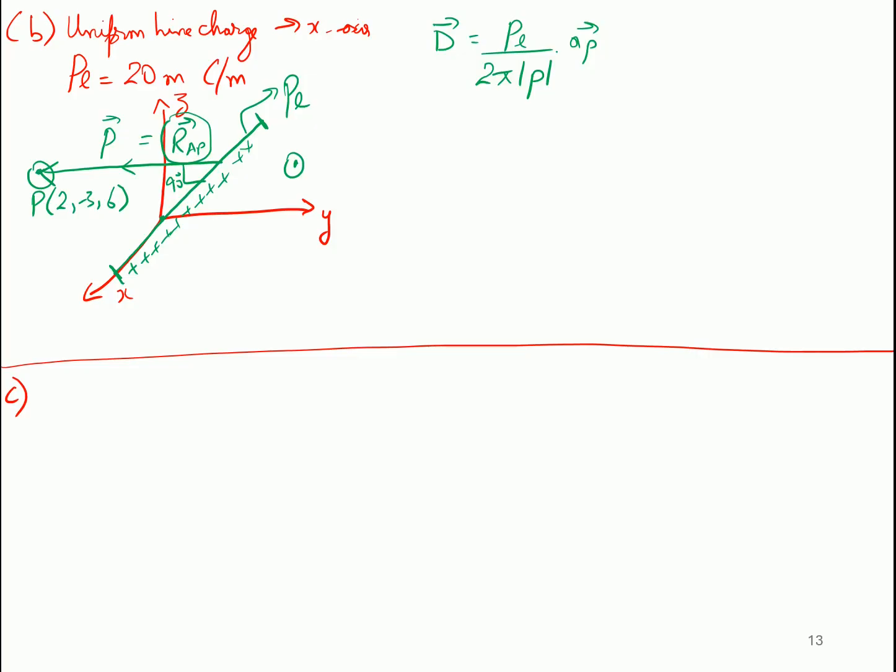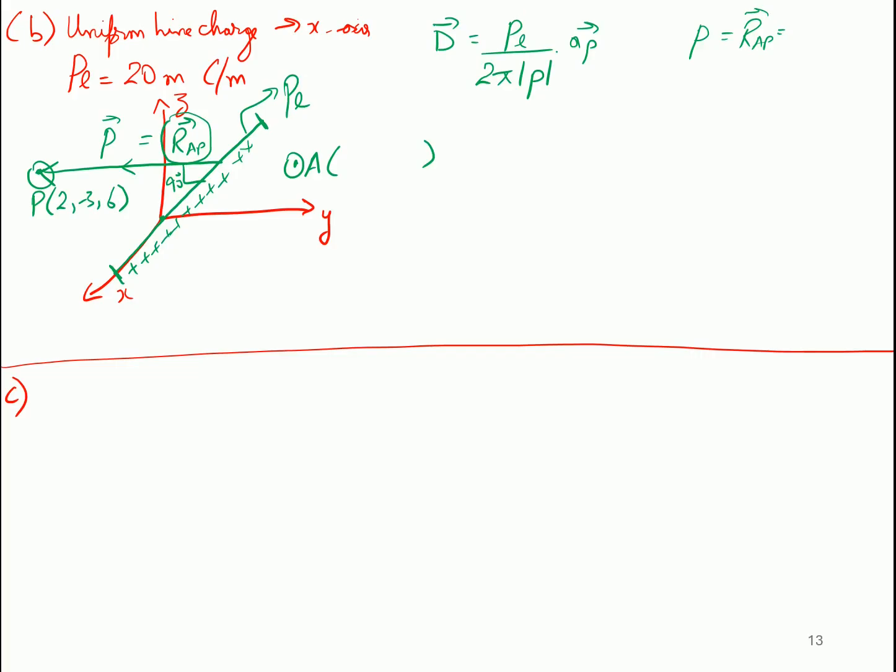So let us first start finding the value of rho, which we called R A P, the distance vector. It is going to be the difference between the source point and the target point P. Now what is the source point? We need to find the source point, let's say A over here. Whenever dealing with the line charge distribution, we want to see where the line is formed.